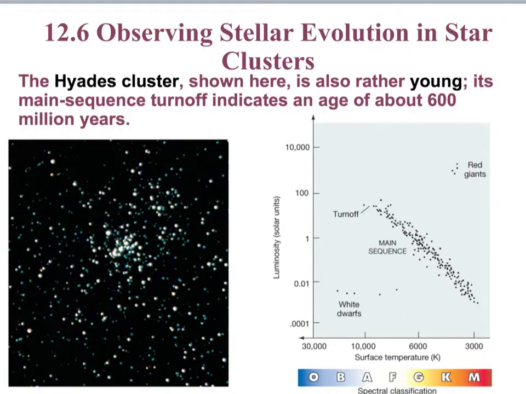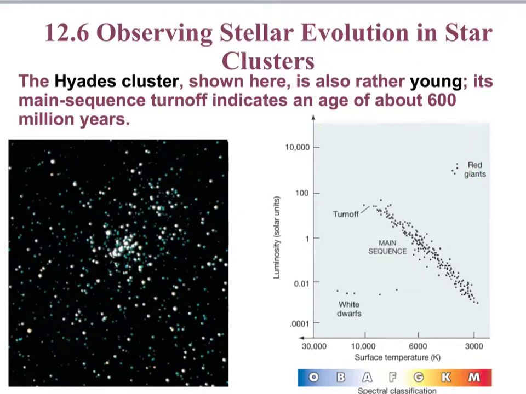Then we can see the Hyades cluster. This is also pretty young. Here we have a lower turnoff point, so this is about 600 million years. And we're missing the lowest of low mass stars, but we do have a few white dwarf stars. So this means it's got to be somewhere, give or take, around 1 billion years. This one in this case is 600 million years.